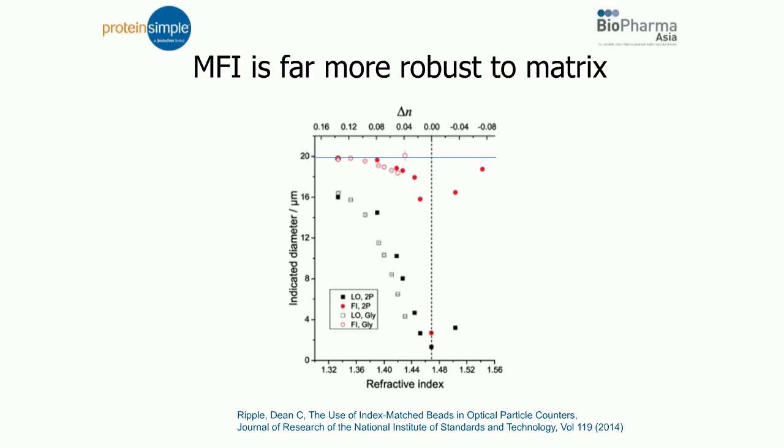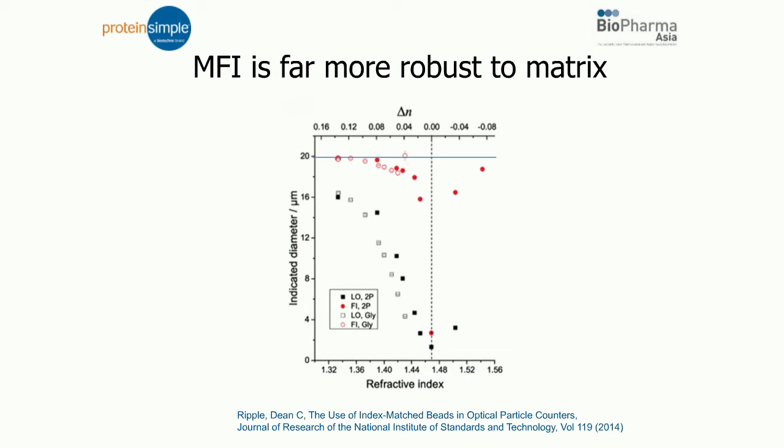And so in this study, they looked at silica beads and they changed the refractive index of the matrix to study how this changed the characterization of the beads by the two systems. So these beads had a nominal diameter of 20 microns in this particular experiment. And you can see at a refractive index of about 1.47, the beads are essentially invisible to both the technologies because they're perfectly matched to the refractive index of the matrix.